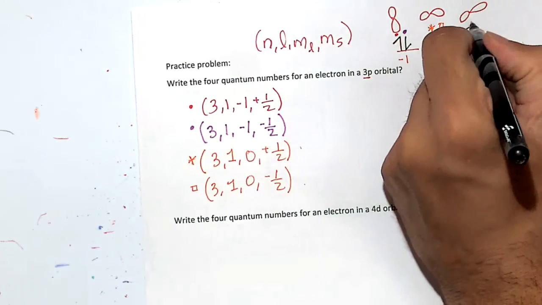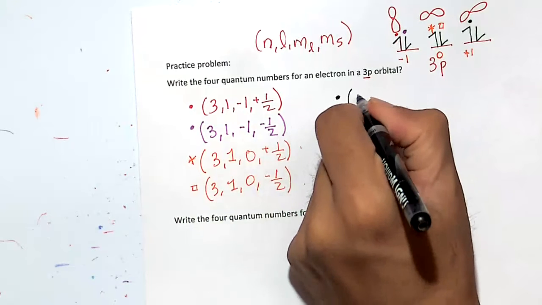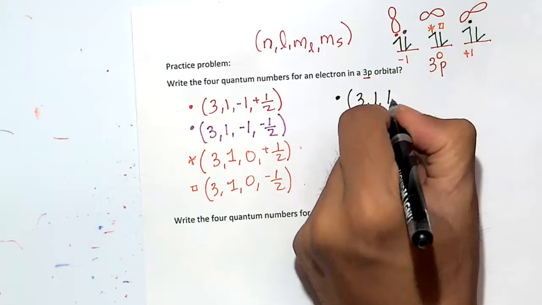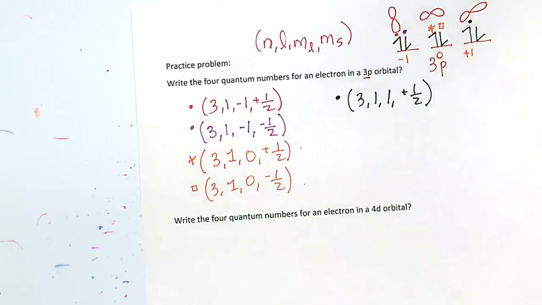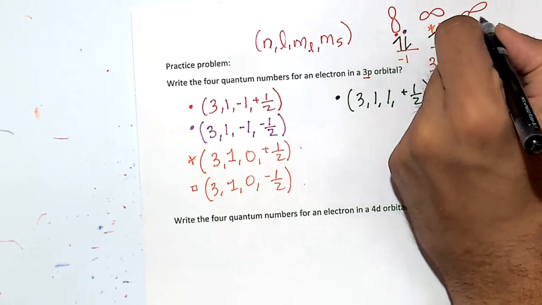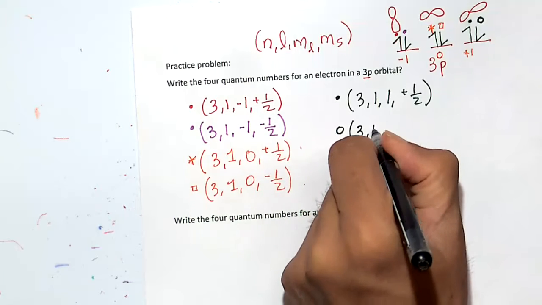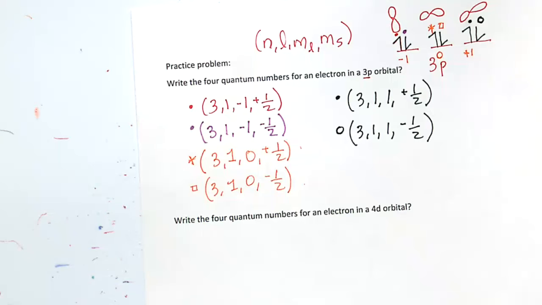How about this black dot electron right here? What do you guys think that will be? 3, 1, +1, and it's +1/2. And then finally this circle electron: everything's the same, 3, 1, 1, -1/2. And that is the answer to this question, all the electron addresses when they fill a 3p orbital.